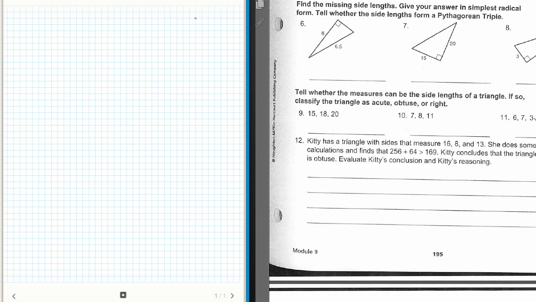All right. Let's take a look at number 10. Wants to know if it can be a triangle, and if so, is it acute, obtuse, or right? So we're going to need to deal with the a squared plus b squared. I'm going to write it in here as equals to c squared, because we're going to first figure out, is this a right triangle?